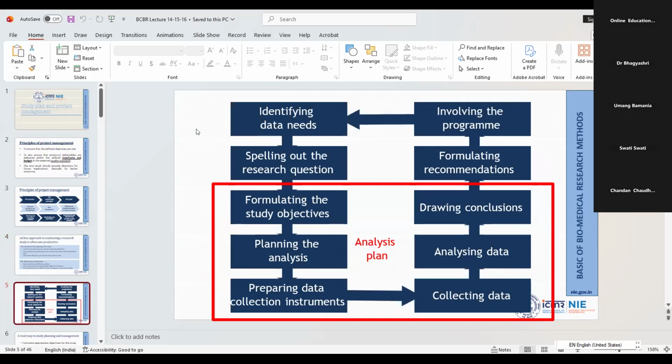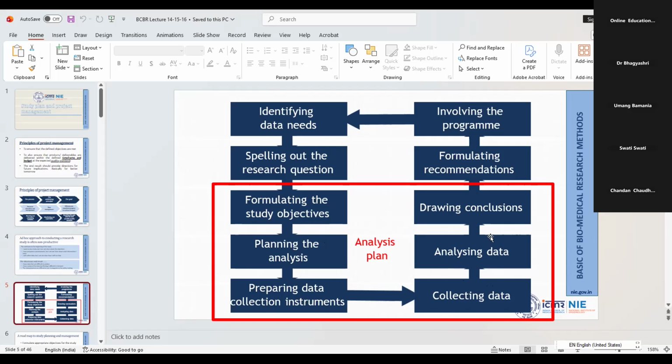So for planning of any research project or project management, these are the steps required. So first, the researcher identifies the data needs of any kind of problem he's facing and wants to do research on. So according to that, he will spell out the research question, and based on the research question, we will form the objectives, the study objectives, and plan the analysis. After that, we will collect the data, prepare the data collection tool and collect the data. And after collection, analyze the data and draw the conclusion.